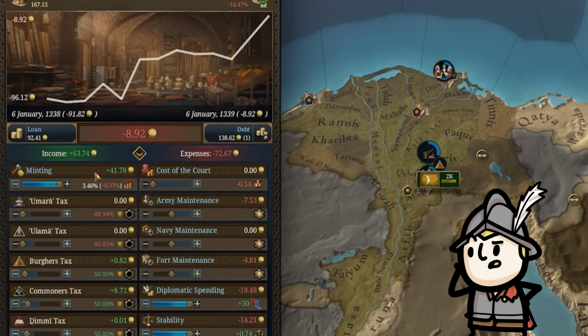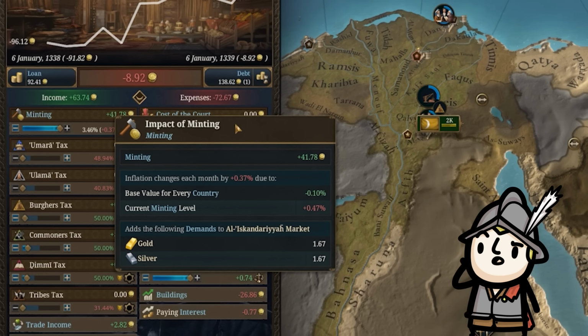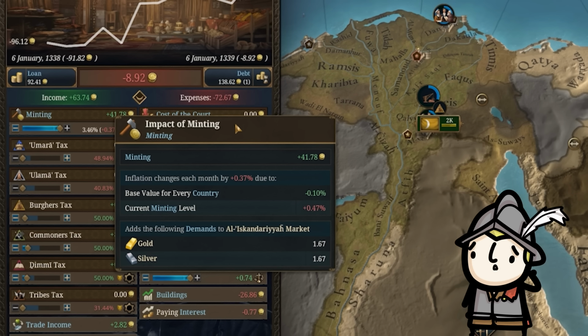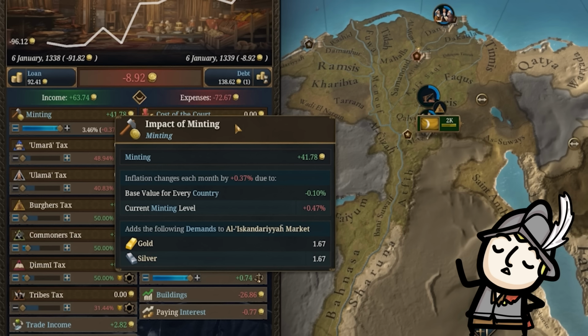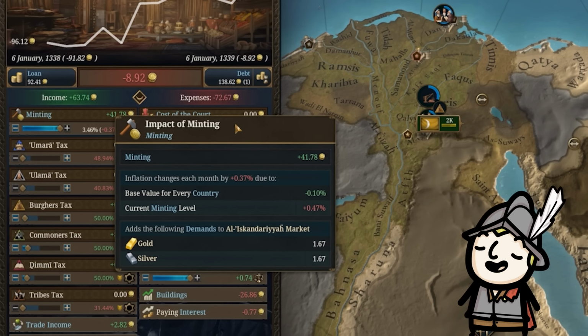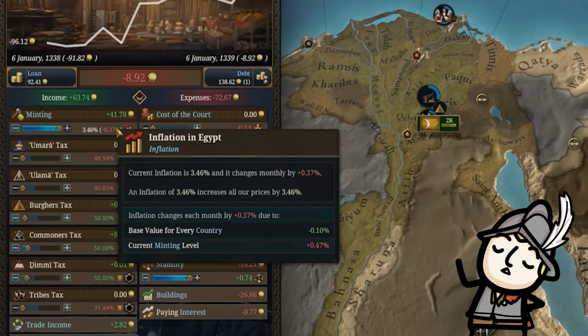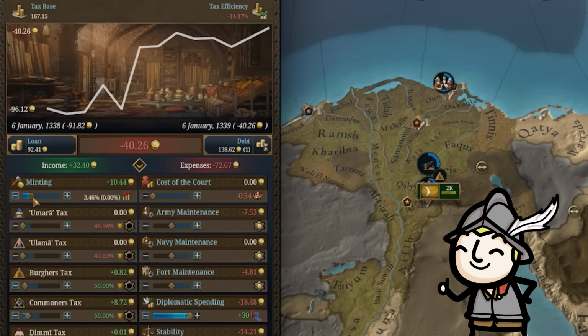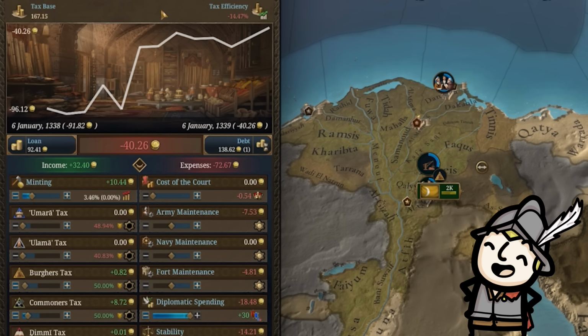Another thing to remember is that printing more money doesn't come out of nowhere. Here we can see that increasing the amount of money that is being minted has also increased the amount of gold and silver needed in our market. So you will need to attempt to produce that gold and silver or trade for it to bring it into your market. And of course, inflation is bad because it will increase prices over time. But you can hit a median point where you can have no inflation but still be printing more money.